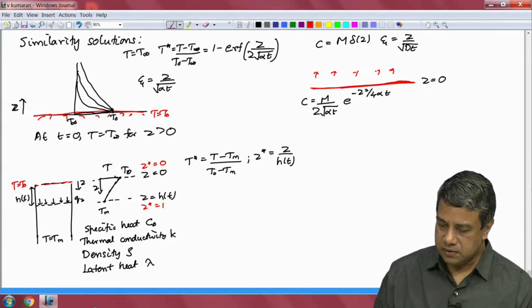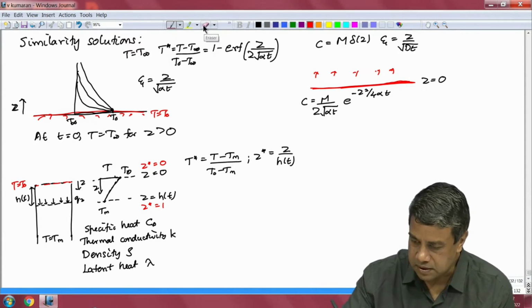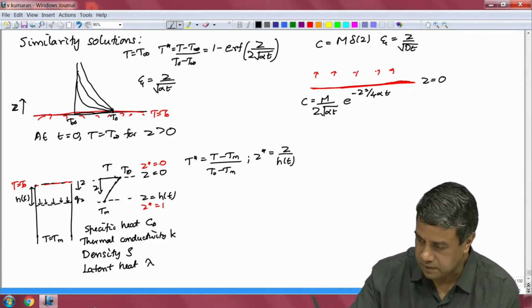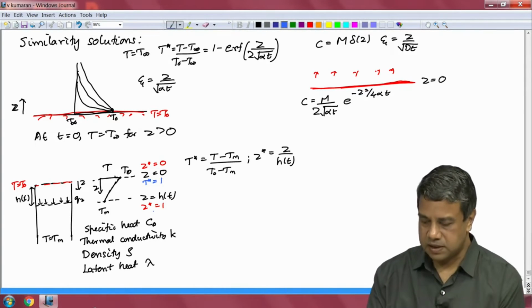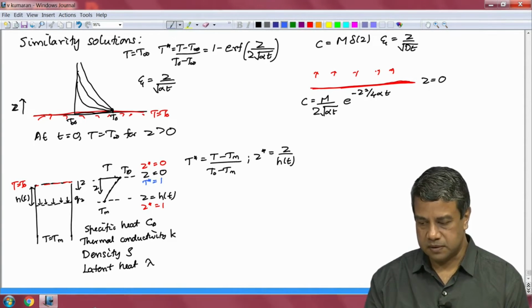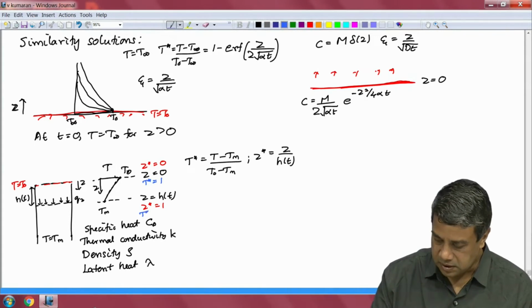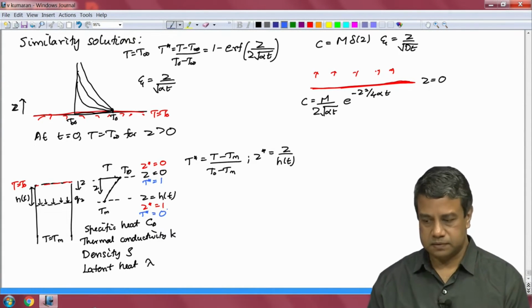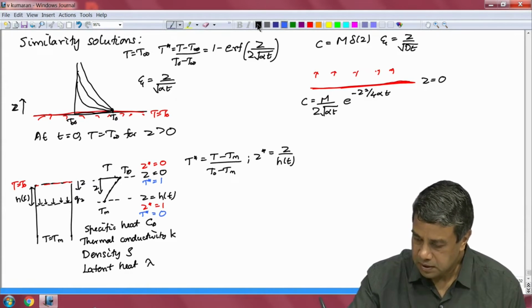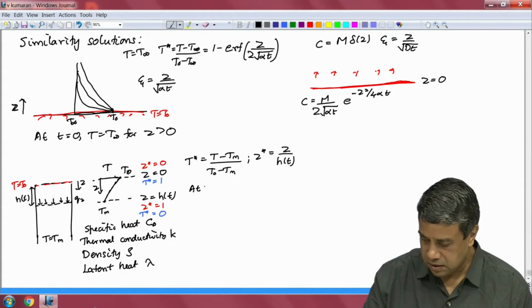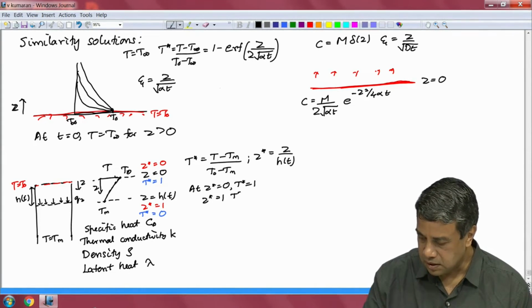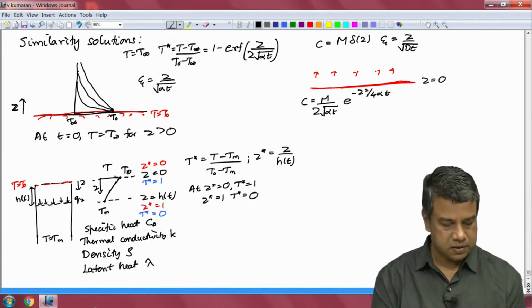And at z is equal to 0, T is equal to T naught. Therefore, T star is equal to 1, and at z is equal to h, T is equal to Tm. So, T minus Tm will be 0, and T star is equal to 0. So, the boundary conditions in terms of this z coordinate are at z star is equal to 0, T star is equal to 1, and at z star is equal to 1, T star is equal to 0. Those are the boundary conditions.